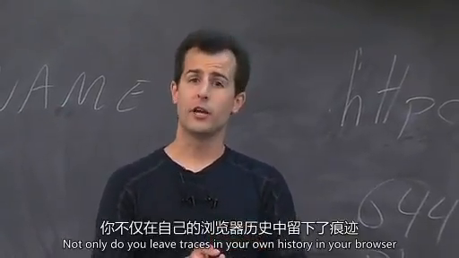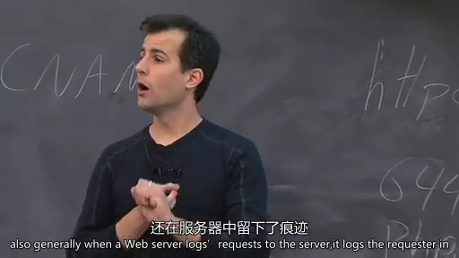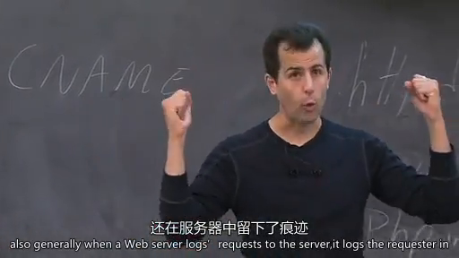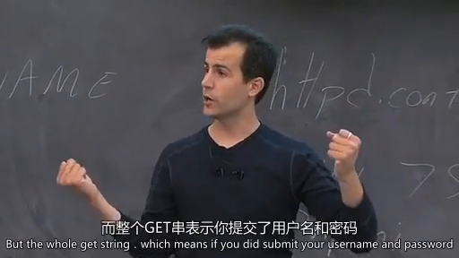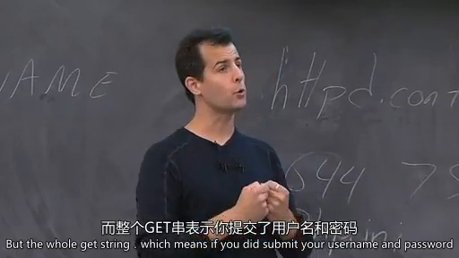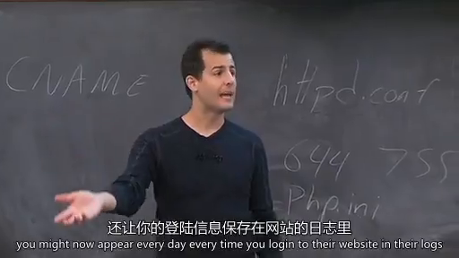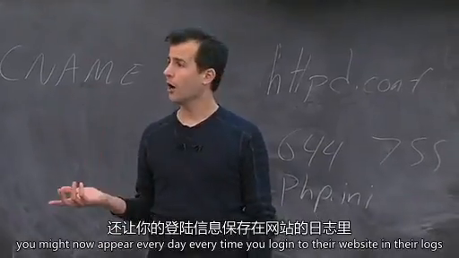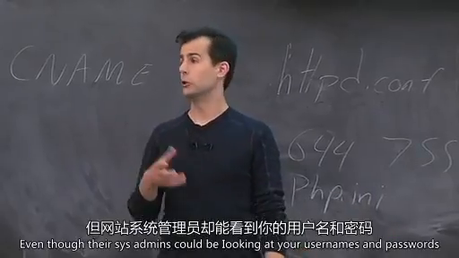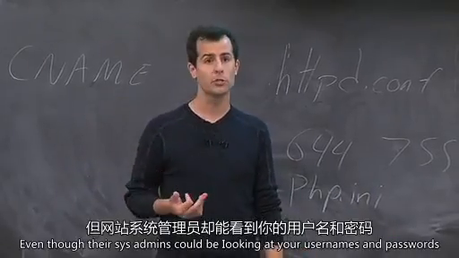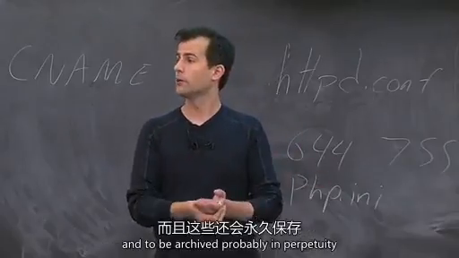Not only do you leave traces in, let's say, your own history in your browser, also generally when a web server logs requests to the server, it logs the request string, not the post, for efficiency reasons, but the whole get string, which means if you did submit your username and password, not only would you be authenticating against that site, you might now appear every time you log into their website in their logs, and this is probably not information you want to disclose. In theory, their sysadmins could be looking at your usernames and passwords. I mean, now you're literally handing it to them in a text file, to be archived probably in perpetuity.